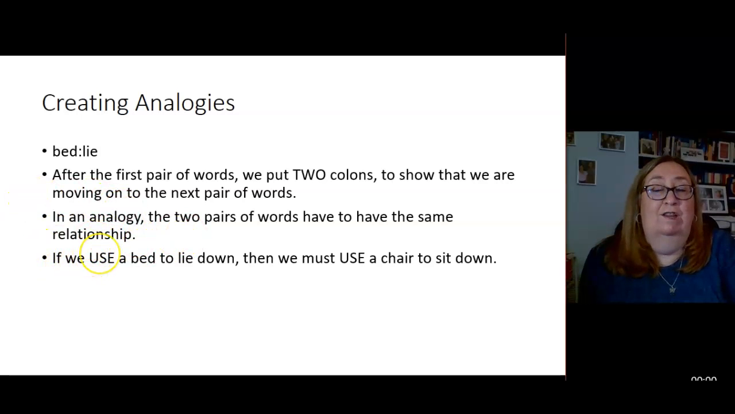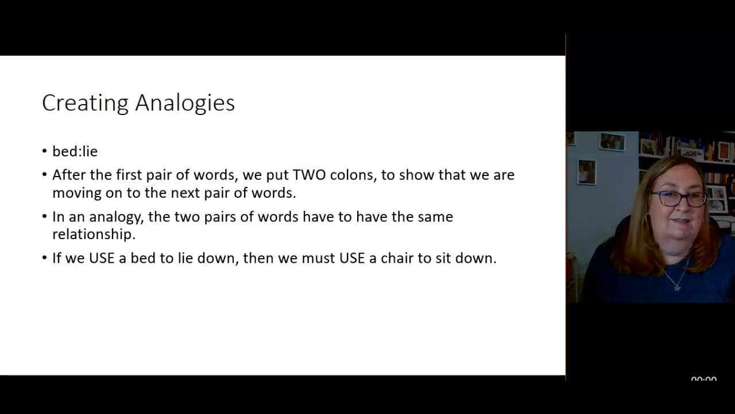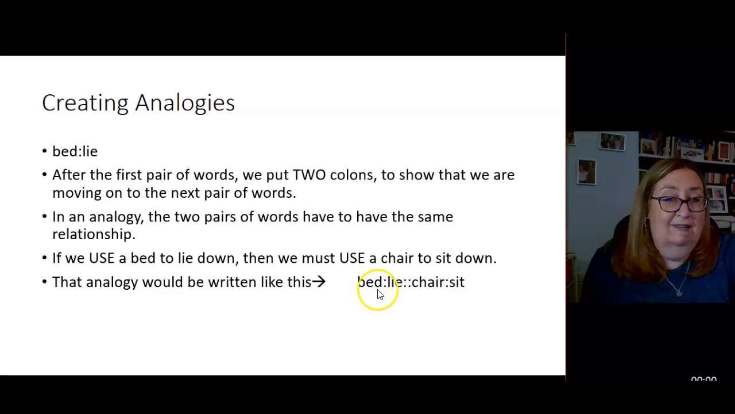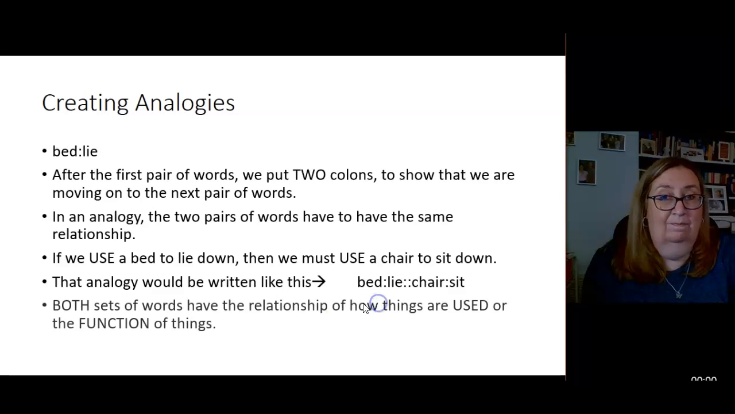For instance, if we use a bed to lie down, then we must use a chair to sit down. So if I'm going to write that analogy, I would say bed is to lie. And then we have two sets of colons here to show that this is an entirely new set of words. But we use a bed to lie, just like we use a chair to sit. Both sets of words have the relationship of how things are used or what their functions are.